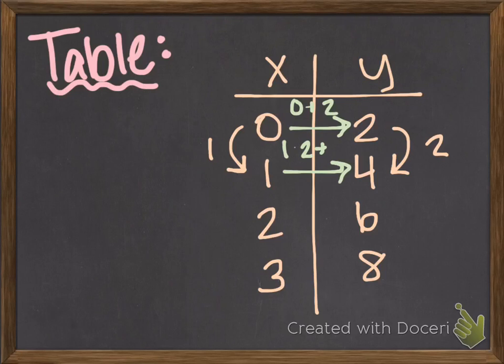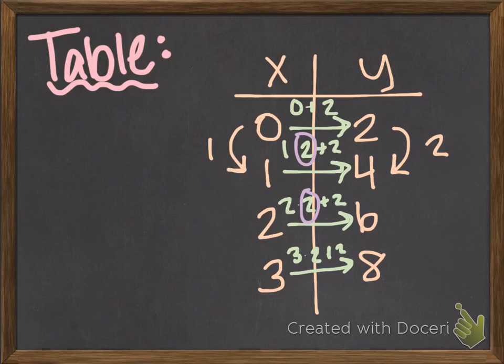So we're going to do 1 times 2 plus 2, that's 4. Now let's see if that works for 2 and 6. 2 times 2 is 4, plus 2 is 6. And 3 and 8. 3 times 2 is 6, plus 2 is 8. So slope in this case is showing up when we multiply each of our x values by 2 before adding. And we're really doing that in the first one too. We're doing 0 times 2 plus 2.